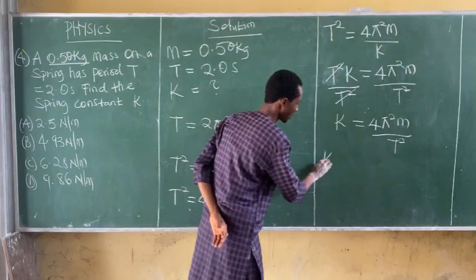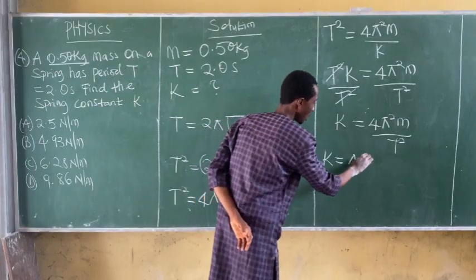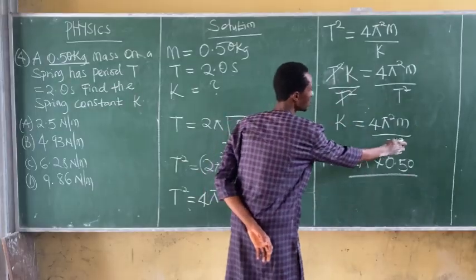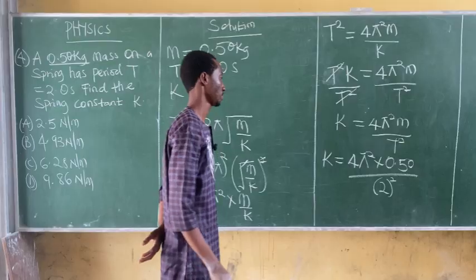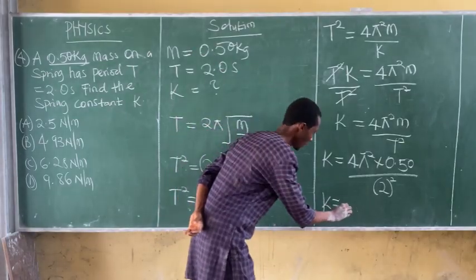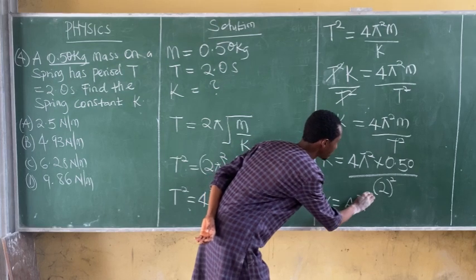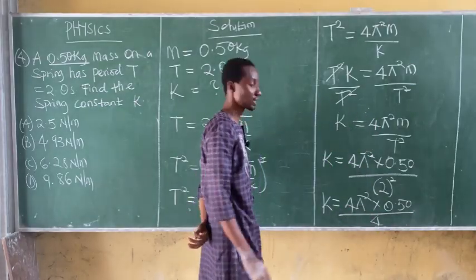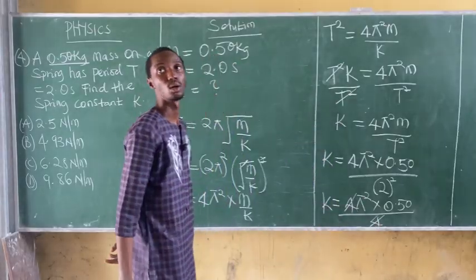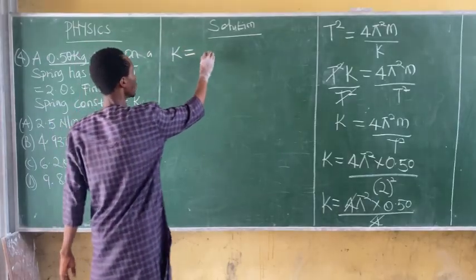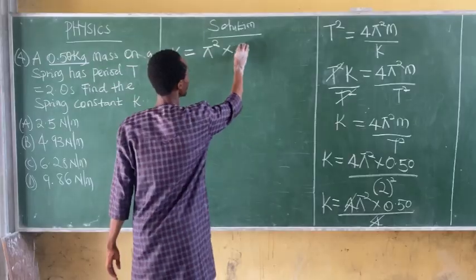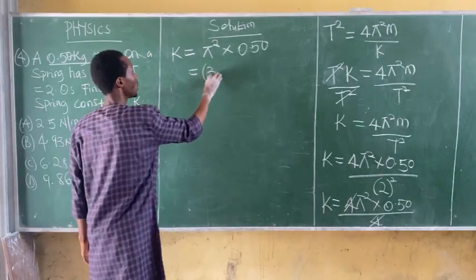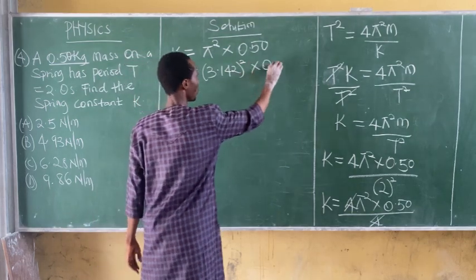If we do that, we have k is equal to 4 pi squared. The value for m here is 0.50, divided by T squared, which is 2 all squared. K is equal to 4 pi squared times 0.50 divided by 2 squared, which is the same thing as 4. There's something common here, right? 4 can take away 4. We're left with k is equal to pi squared times 0.50. Pi here is a constant, 22 divided by 7, which will give us 3.142, all squared times 0.50.